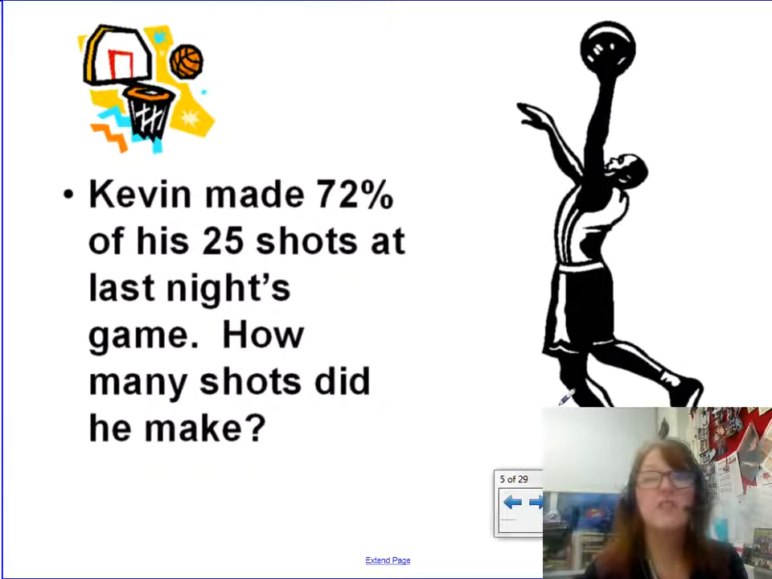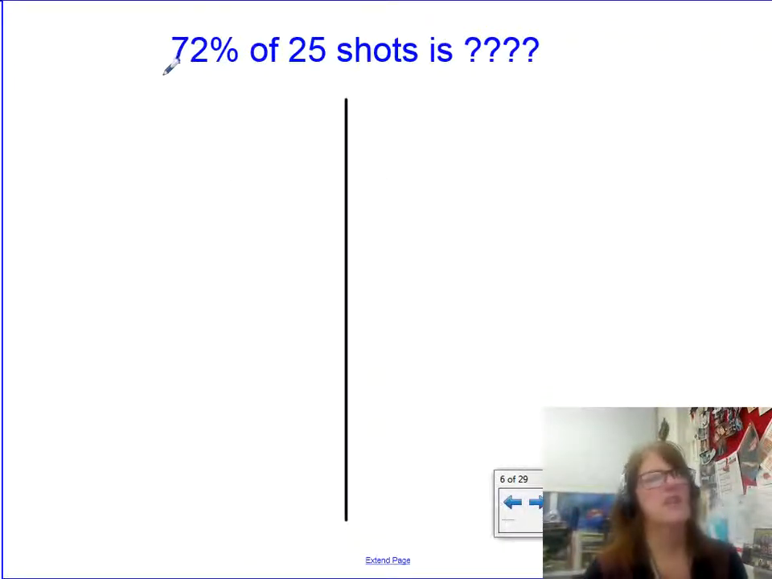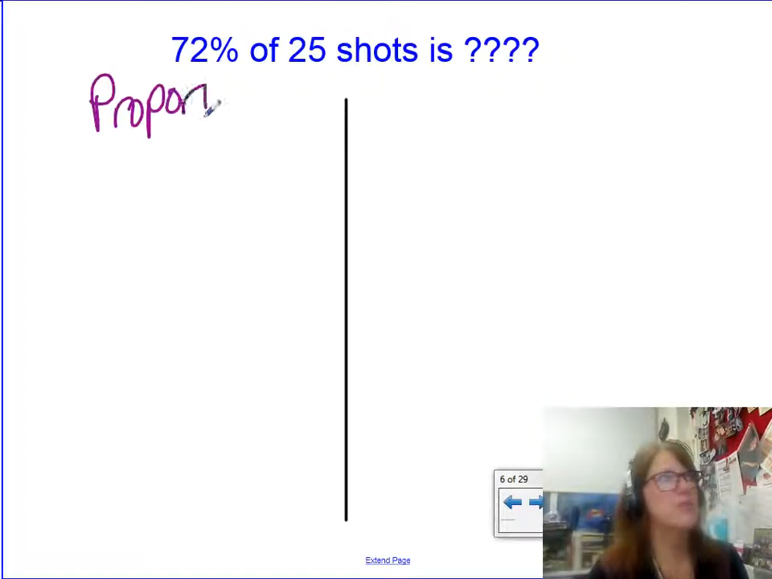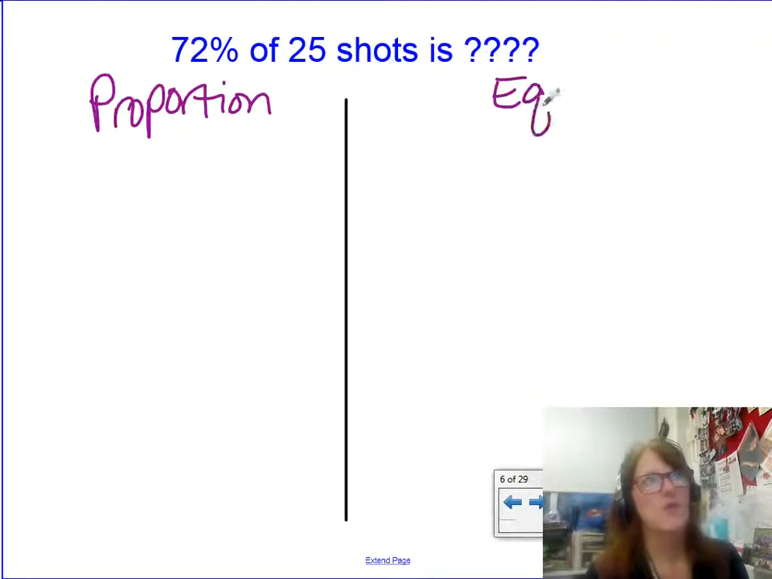Kevin made 72% of his 25 shots at last night's game. So how many shots did he make? Well, let's take a look at what this question's really asking. It's saying 72% of the 25 shots is what? What number? Now, there are two ways. We've been focusing a lot on the proportion way.